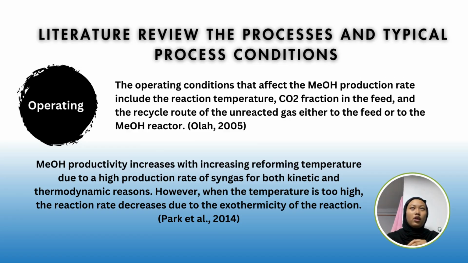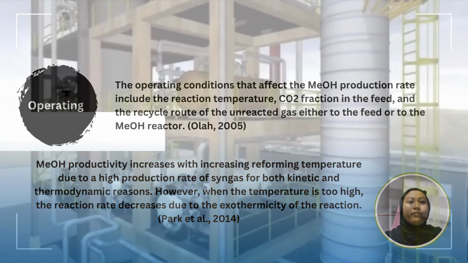This is the literature review of the process and typical process conditions for methanol production. The operating conditions that affect the methanol production rate include the reaction temperature, CO2 fraction in the feed, and the recycle rate of the unreacted gas either to the feed or the methanol reactor. Methanol productivity will increase when the reforming temperature increases, due to the higher production rate of syngas for both kinetic and thermodynamic reasons. However, when the temperature is too high, the reaction rate will decrease because of the exothermicity of the reaction.